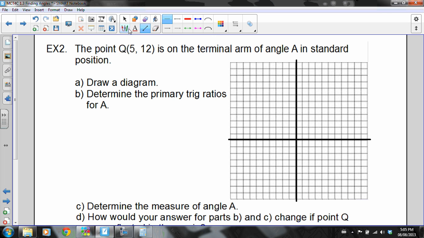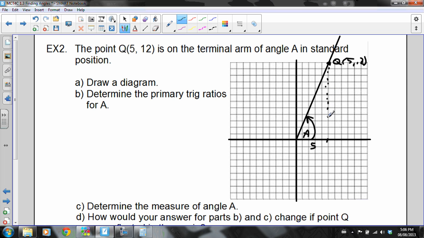All right, well, I don't know how exact we have to be, but let's try. 5's there, so that's 5. 2, 4, 6, 8, 10, 12. I might have miscounted, but it doesn't really matter. There's Q. Bit of a mess. Okay. And there's our terminal arm. There's angle A right there. That's A. You can see our triangle. There we go. Determine the primary trig ratios for A.